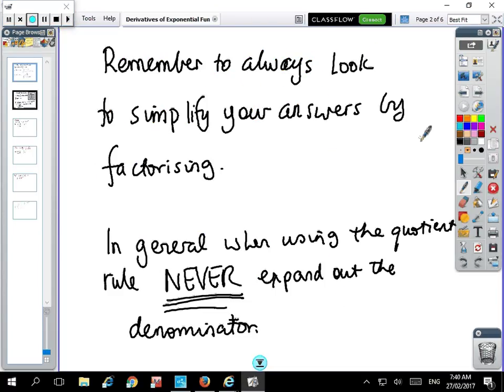Okay, so always remember to simplify your answers by factorising. Always look to factorise at the end. And especially with the quotient rule, never expand out the denominator. And the other thing is, a lot of your answers are going to have e's in them, and might have actual values like e squared. Don't convert them to decimals, just leave them as e's, and you'll see that in the examples.